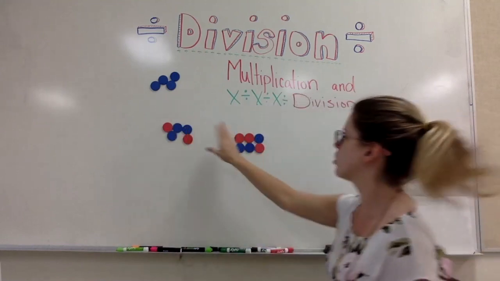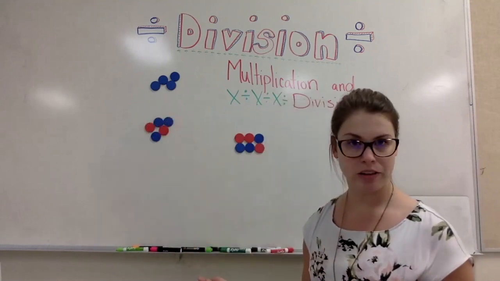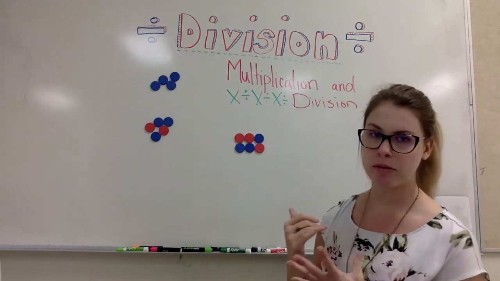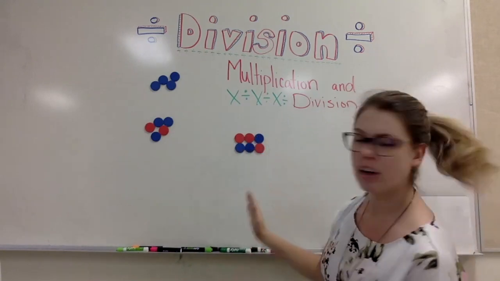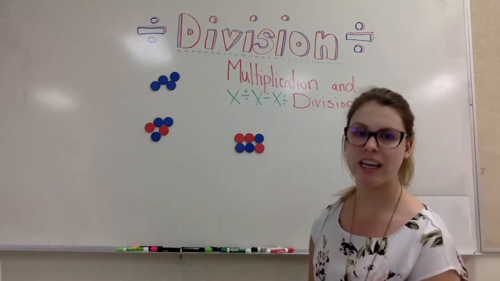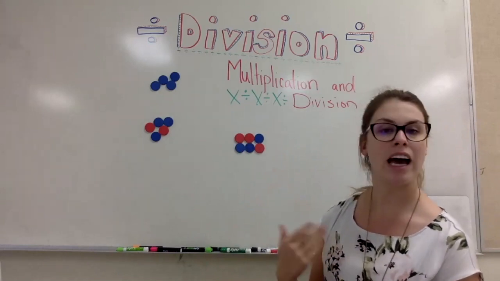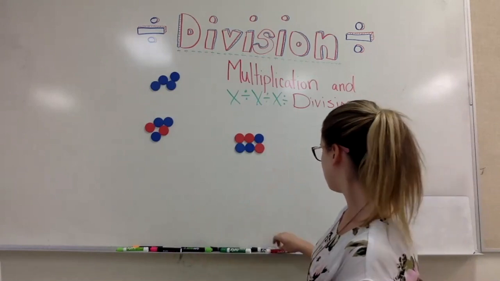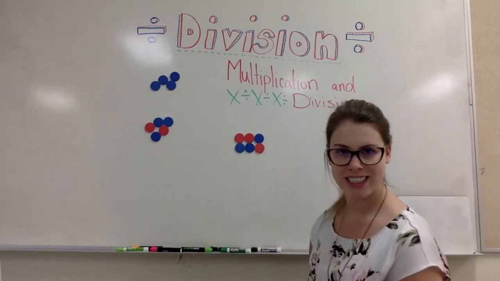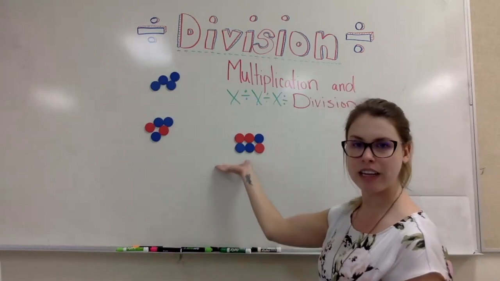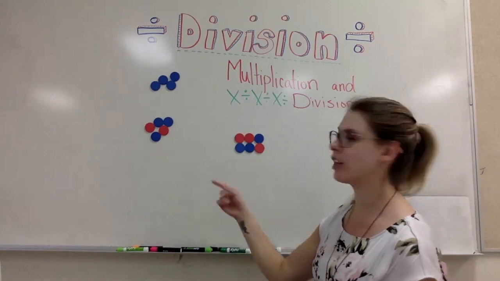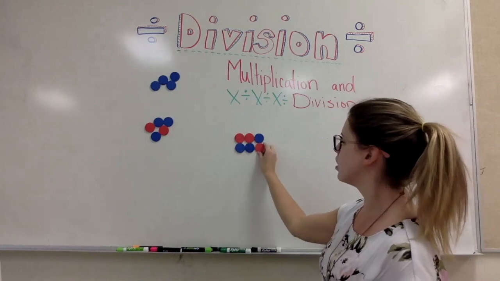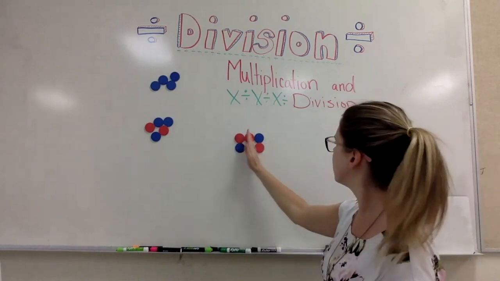Okay, so just to review, what is an array? It is a group of rectangles that have equal rows and columns to represent a multiplication sentence. And in this case, it's also going to represent a division sentence. So, which multiplication sentence does this array show? Remember, you're looking at your columns and your rows. So I'm going to go columns times rows.